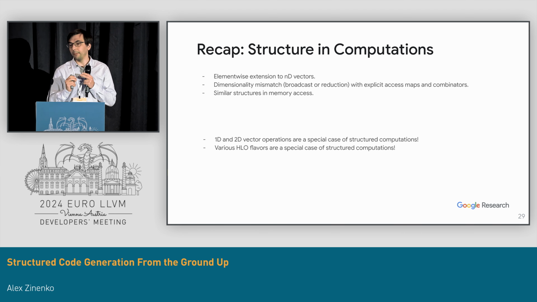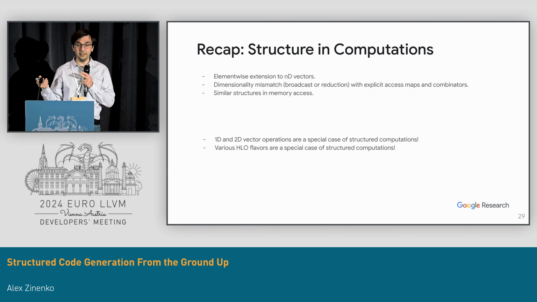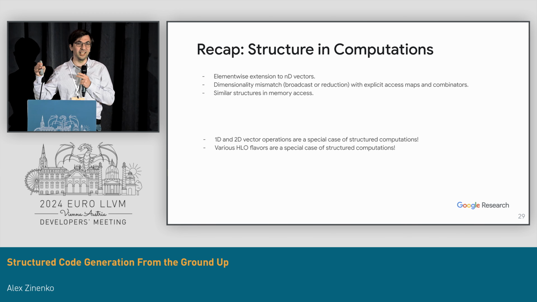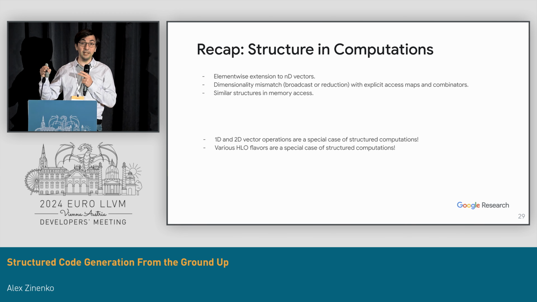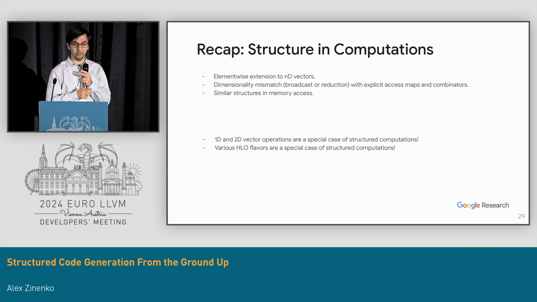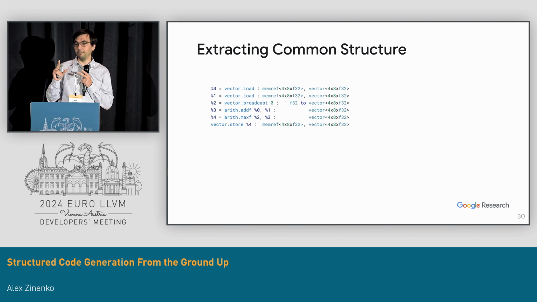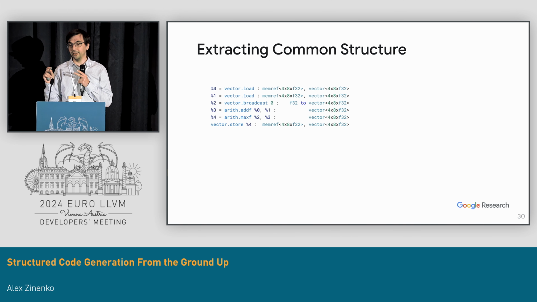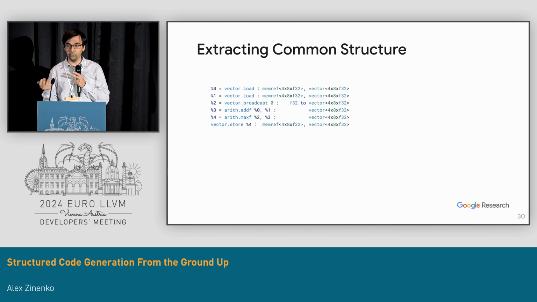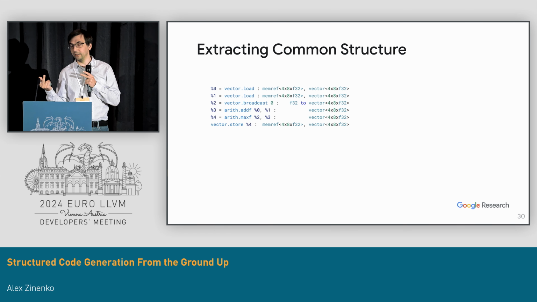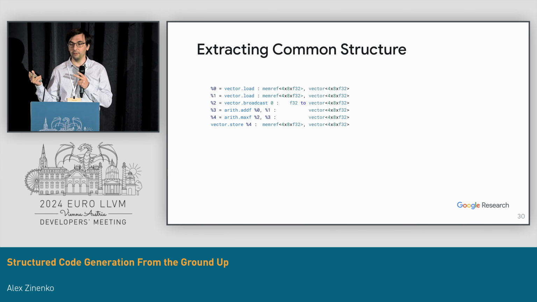So let's recap. We have an element-wise extension of ND vectors. We can adjust dimensionality mismatch, and we observe that there is similar structure in memory accesses. And if you think about many machine learning frameworks, a lot of those have high-level operations like matrix multiplication. Many of those can be expressed using this kind of abstraction. So given this relatively simple example, we have 2 loads and a broadcast, and then we do an add and a multiply and store results back. So we add 2 things and we do max with 0. So we kind of keep only positive results.